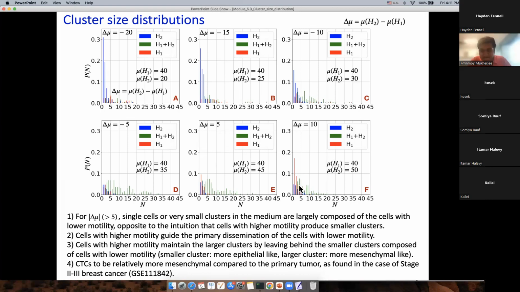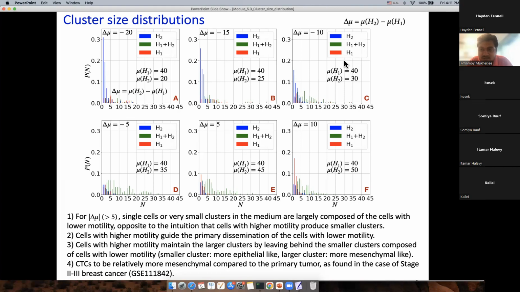Another interesting thing, if you see this case, delta mu is equal to 10. So here, just compare the first set of lines, say cluster size n is equal to 1. There you can get only H2 cells more. In this case, the red cell more, and in this case, the blue cells more.